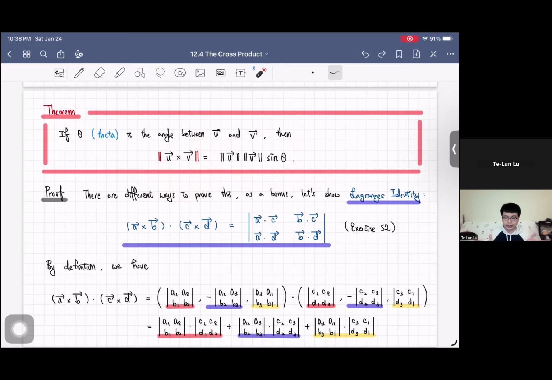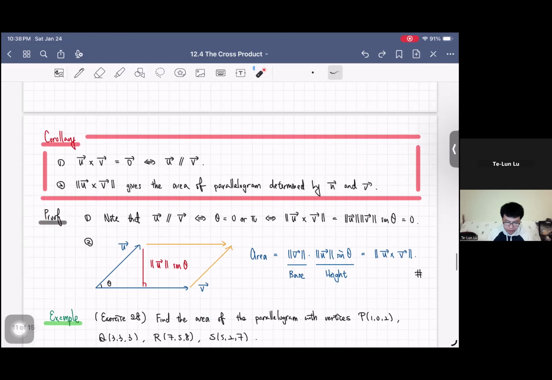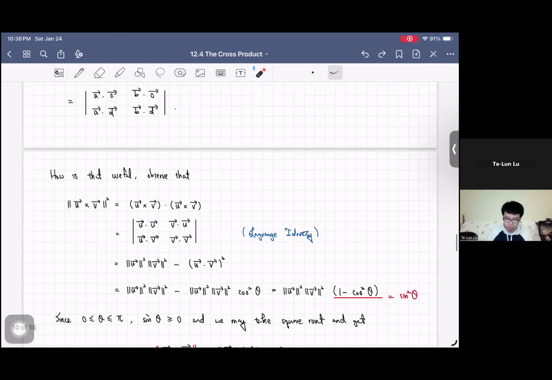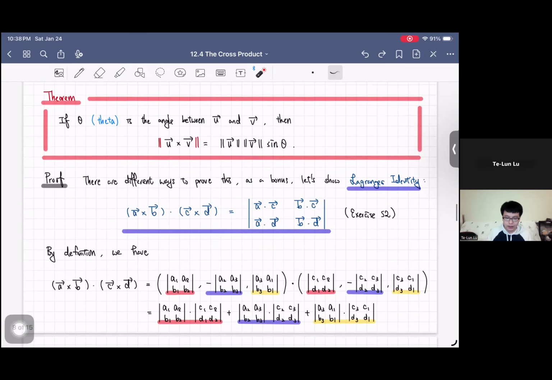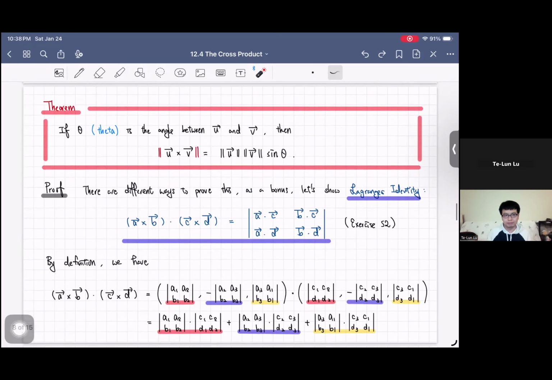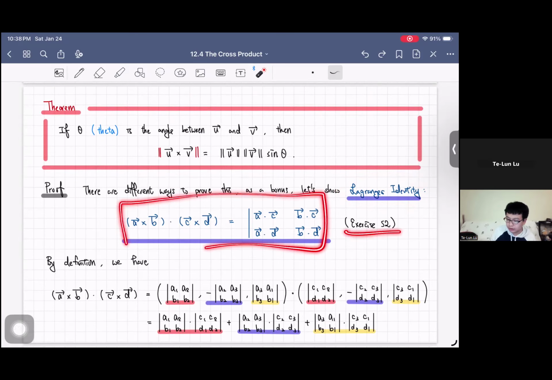As I emphasized before, the proof is not really important. You can skip to the next topic, the corollary, which I will talk about later. But I present a proof here, which is kind of interesting because we also prove a nice identity called the Lagrange identity. So let's start the proof. I claim that we have this kind of identity. This is actually one of the exercises in your textbook.